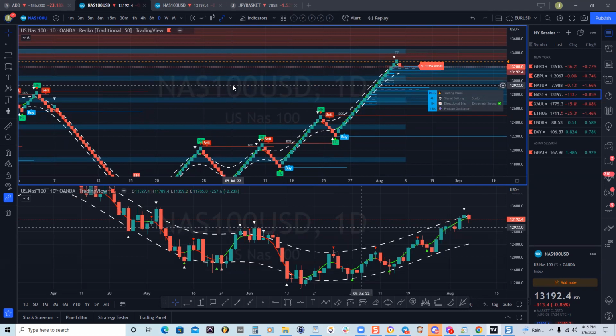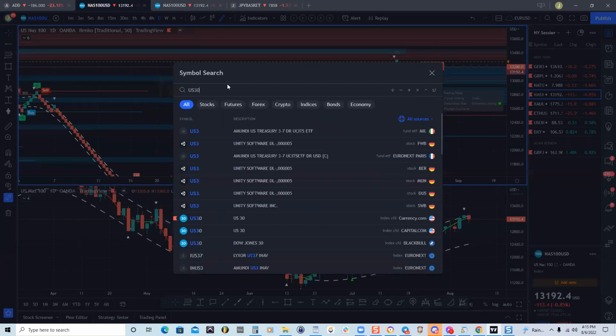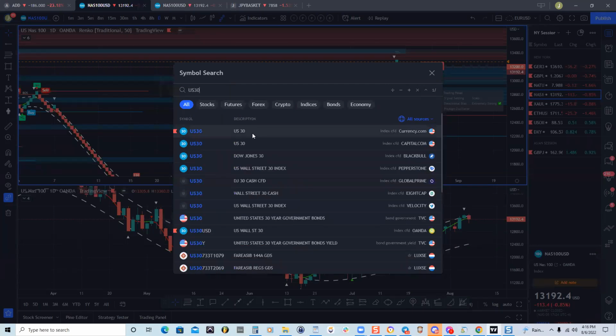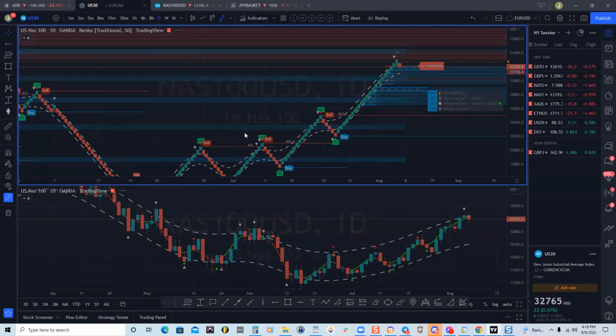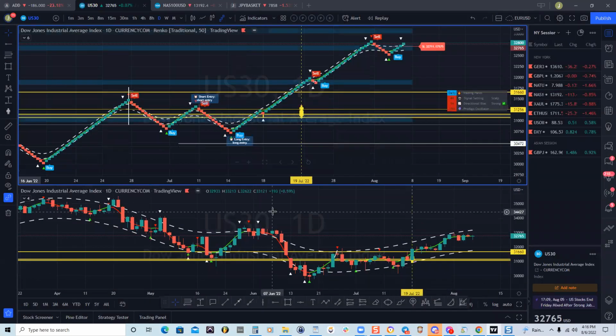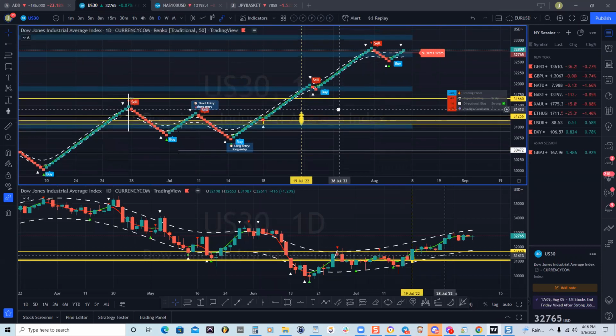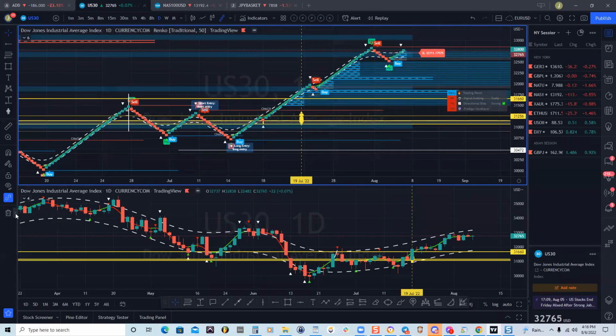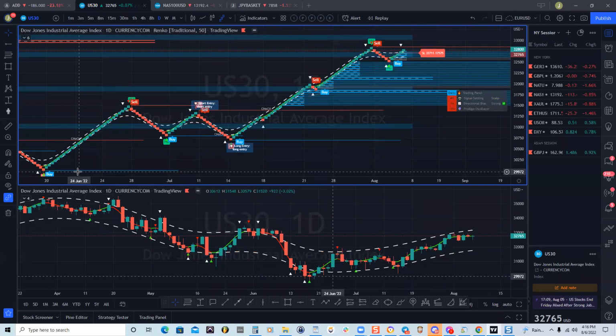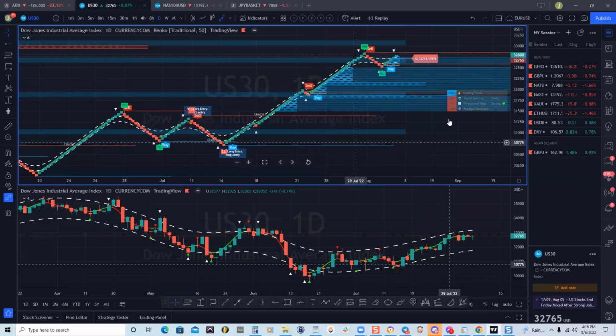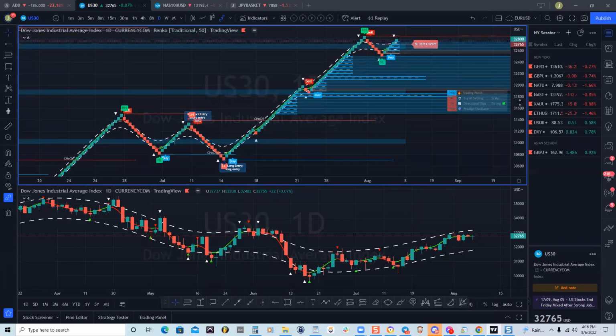How does it work on Forex pairs? It works good on Forex. Like yesterday, I didn't trade indices at all, I don't think. I know I didn't trade US 30 yesterday. I traded mostly Forex pairs. It works just as good.